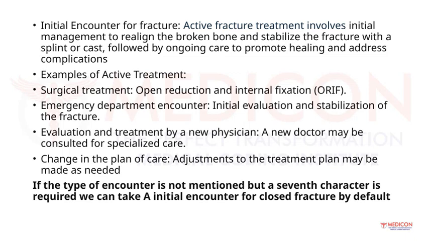When we talk about the initial encounter for a fracture, it's really about the first steps in active treatment. The goal here is to realign the broken bone and stabilize it, often using a splint or cast. This initial management is crucial because it helps prevent further damage and sets the stage for healing. Once stabilized, ongoing care becomes important to promote proper healing and to watch out for any complications that might arise.